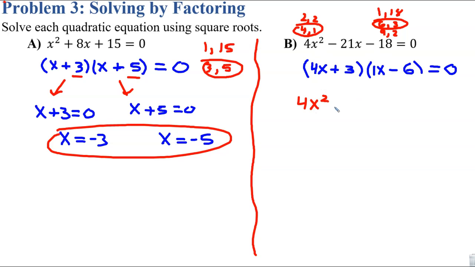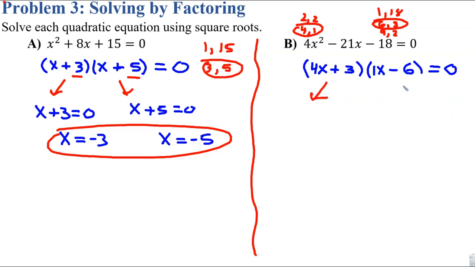4x times negative 6 will give me a negative 24x. 3 times x will give me a plus 3x. Yep, and those two parts will combine to give me a negative 21x. And then 3 times negative 6 will give me a negative 18. All right, so we found the winning combination. We found the factors that work. Again, if you have to guess and check more than once, that's okay. There's nothing wrong with that.